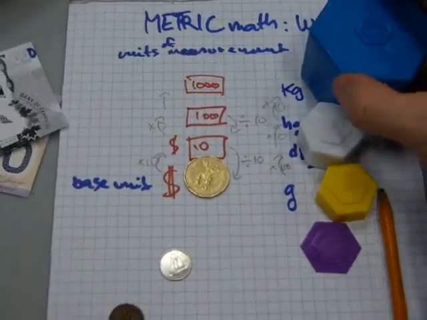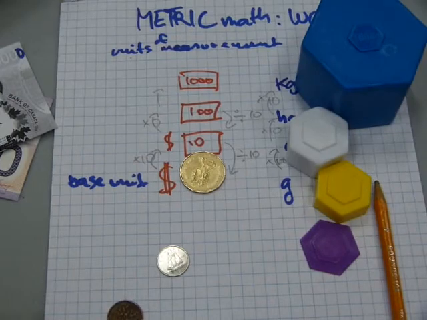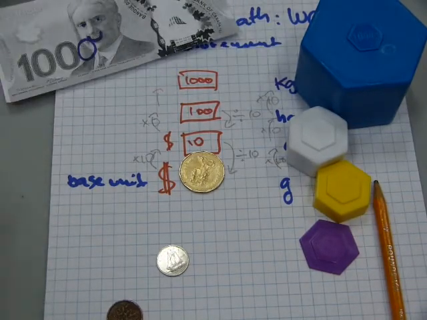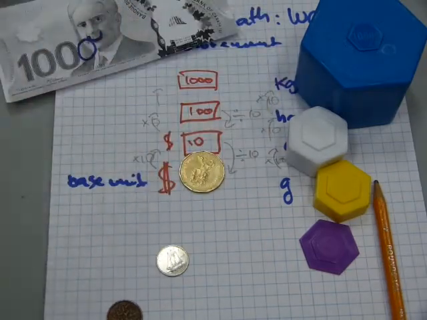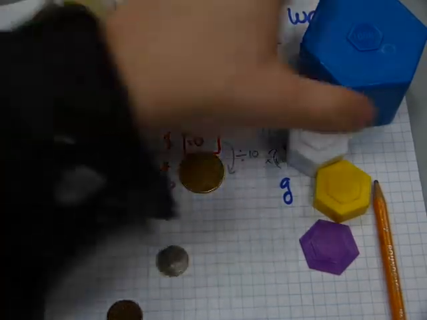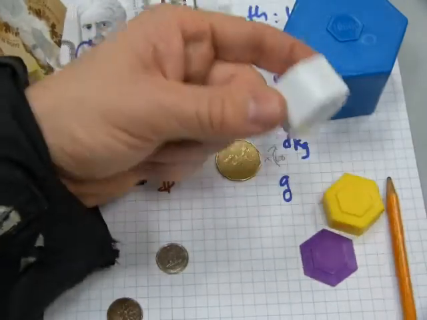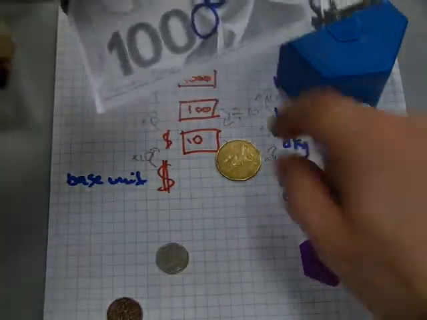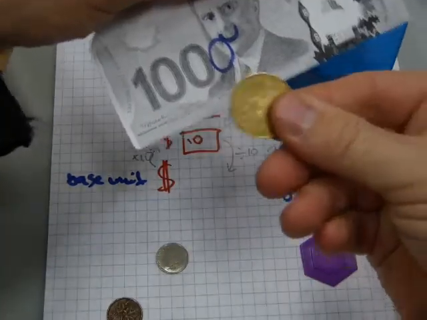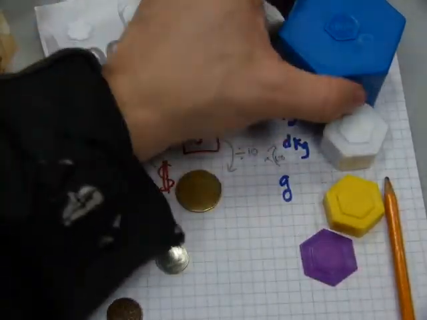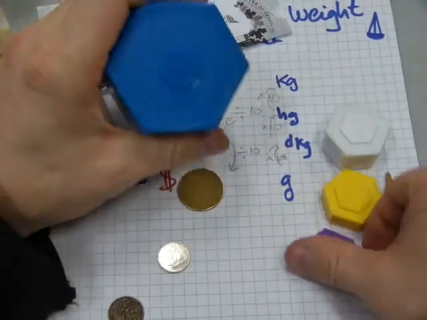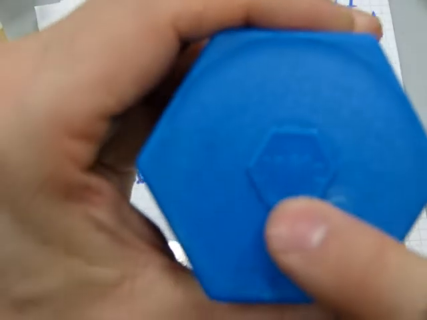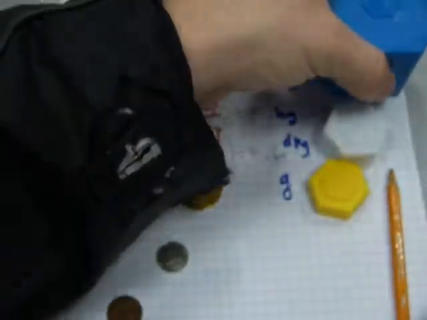So the exchange rate again works the same way. Out of a $1,000 bill, you get 10 $100 bills. Same way, out of a kilogram, you get 10 of these, or out of a $1,000 bill again, you get 1,000 of these dollars. And same way, out of 1 kilogram, you get exactly 1000 grams. That's why it says 1000 gram on it.